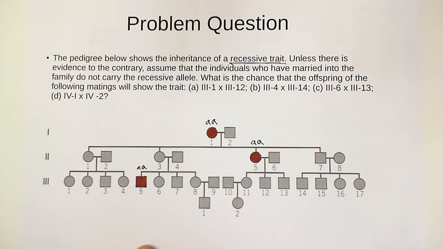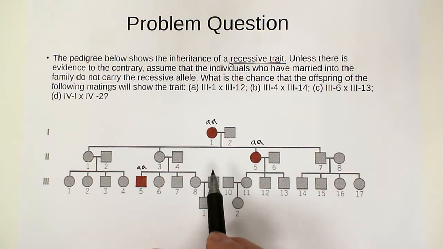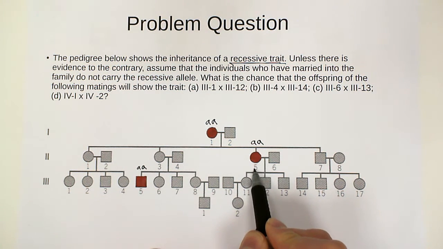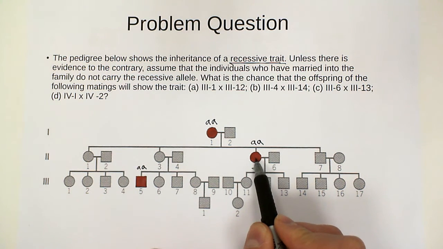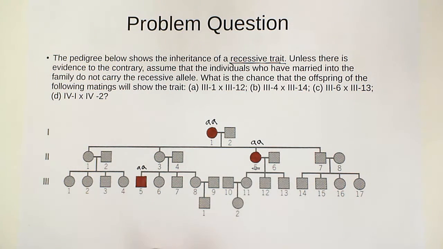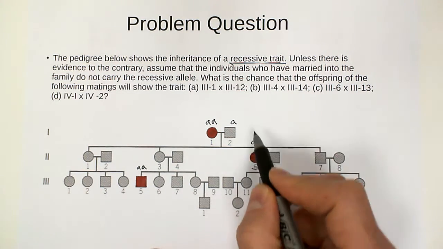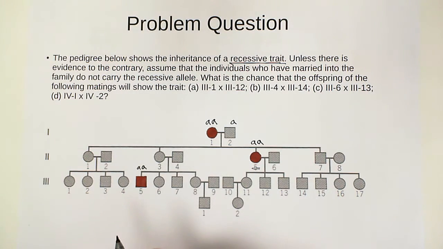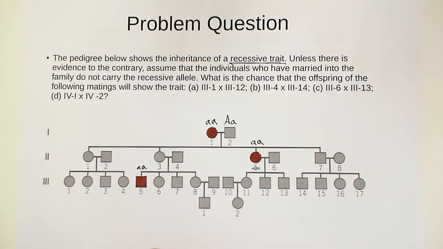Now, based on this, you should be able to figure out some of the genotypes of the other individuals in this pedigree. For example, the individual in generation 1-2, this individual here, is going to have to be heterozygous, because that's the only way to get this individual here. The only way for this individual to be homozygous recessive is for this parent to donate a recessive allele to this child. So there's going to be a little a donated by the dad, but dad doesn't have this particular phenotype, so he's going to have the capital A as well. So he's a heterozygote.